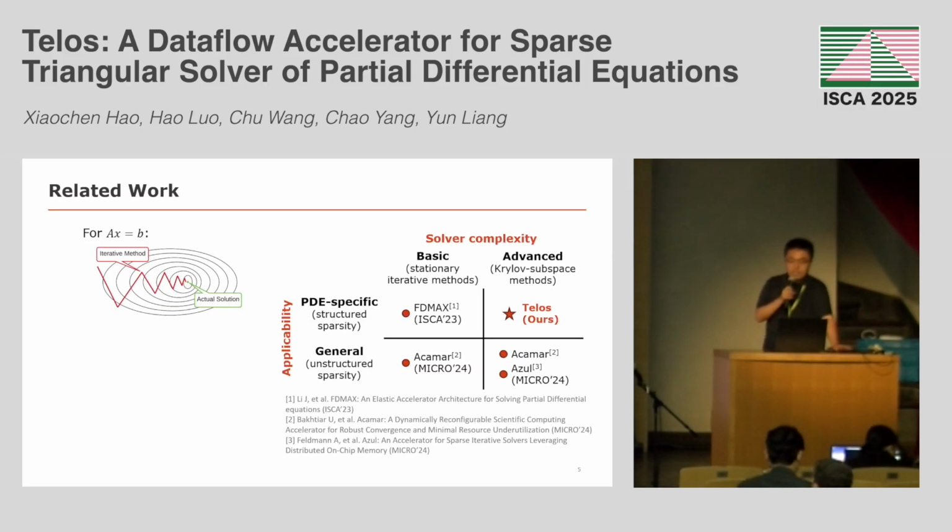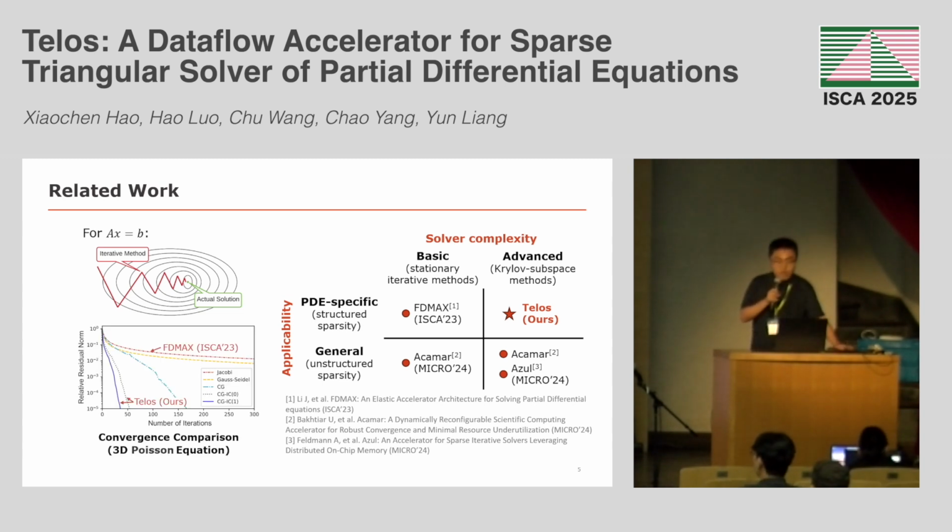We classify the existing iterative solver accelerators based on 2 factors: solver complexity, namely basic versus advanced, and applicability, PDE-specific versus general linear systems. Our work is the first to focus on advanced solvers for PDEs. Convergence speed is a critical factor. The advanced solvers used by ours achieve tens of times faster convergence than the basic methods employed by previous work, but they come with increased complexity.